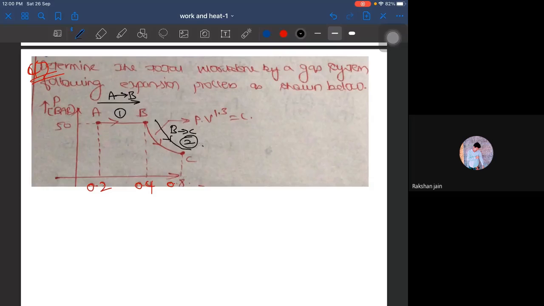The hint is the work done by the gas from state A to state C is the summation of AB and BC. That means the work done from AB plus work done from BC. So you need to add these two work done in order to get your final work done.